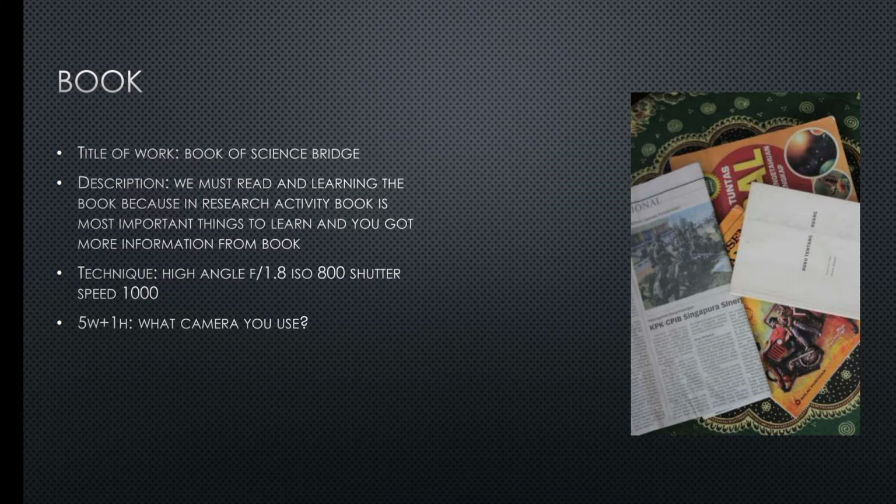Next, book. Title of work: Book of Science Bridge. Description: we must read and learn from the book because in research activity, the book is the most important thing to learn and you get more information from the book. Technique: I use high angle, diaphragm 1.8, ISO 800, shutter speed 100. The question: what camera do I use?